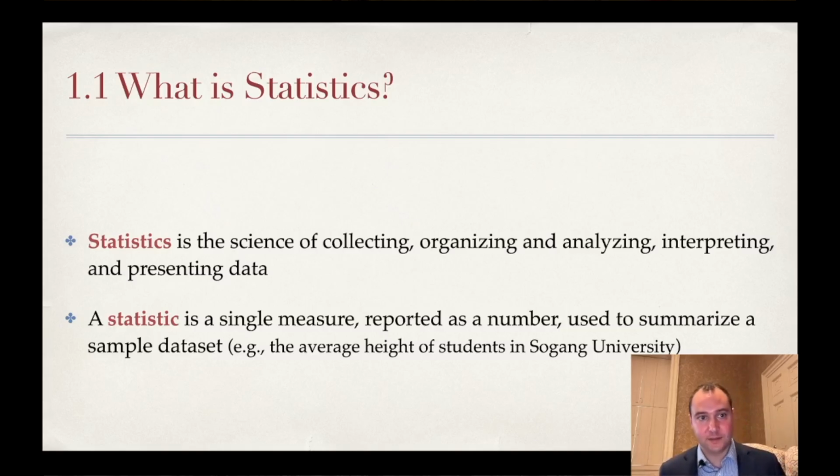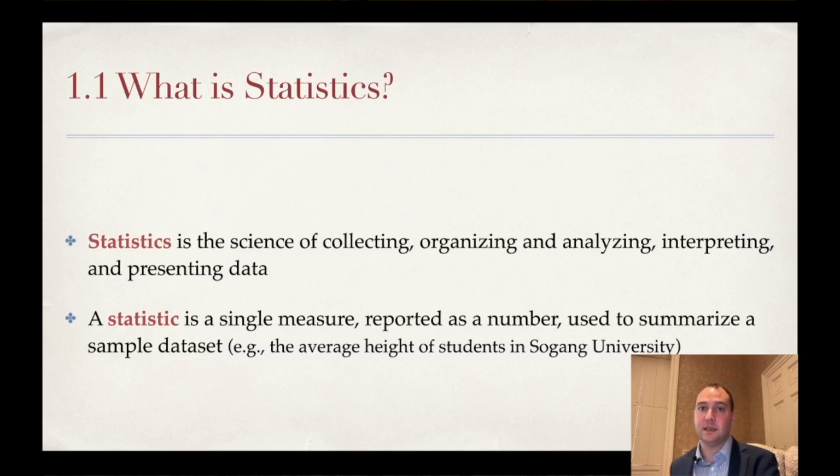So what is statistics? Statistics is the science of collecting, organizing, analyzing, interpreting, and presenting data. It's a tool that we can use to better understand data or probability in a situation that might be difficult, like this situation that we were just given with the Monty Hall problem. A statistic is a single measure reported as a number used to summarize a sample data set. So for example, the average height of students in Sogang University would be a statistic. What's the difference? Statistics is a field of study.